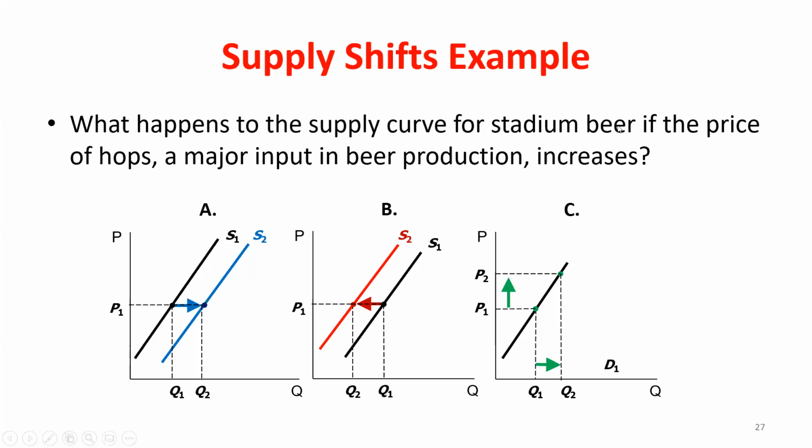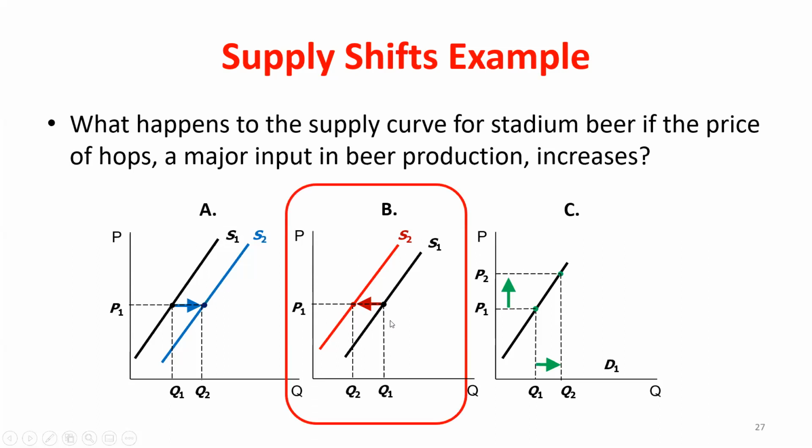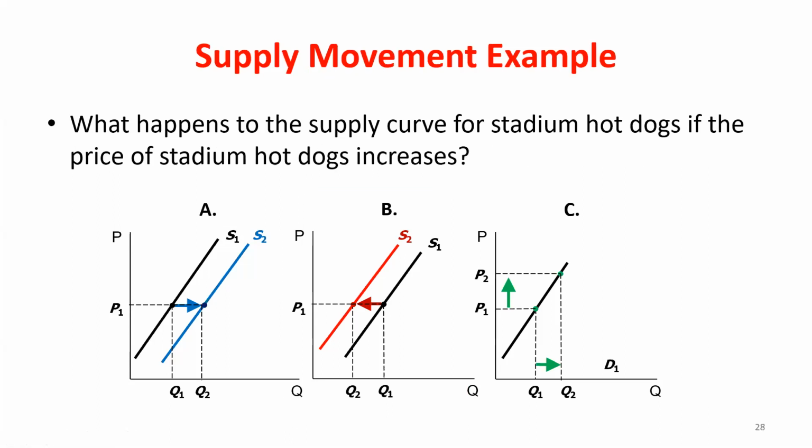Decreases in supply, you can memorize it as a shift to the left and up. Why is that? It's because at the same price, I'm now willing to supply a smaller quantity. And so we'll see B, this decrease in supply, would exist from this effect.